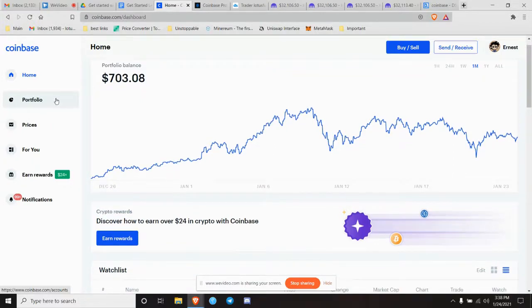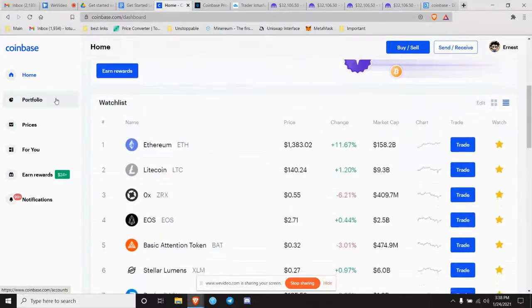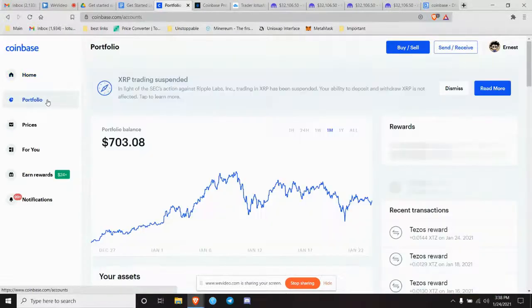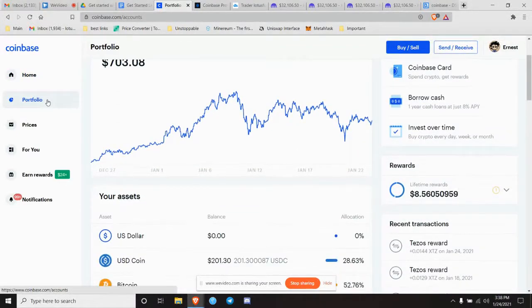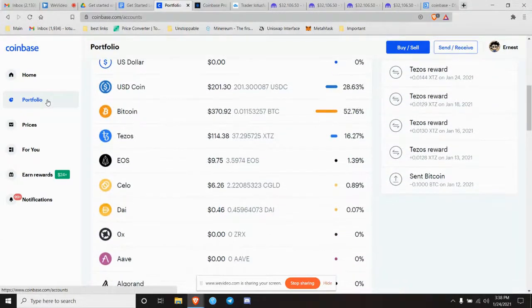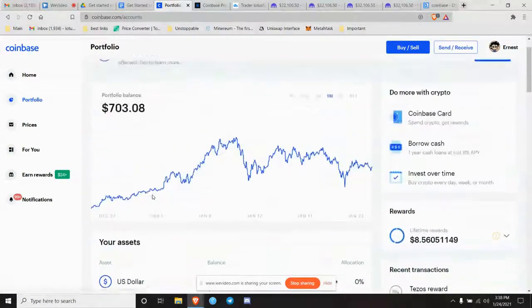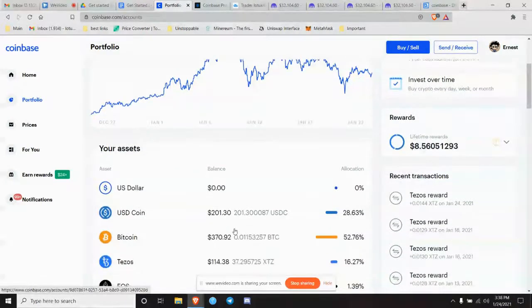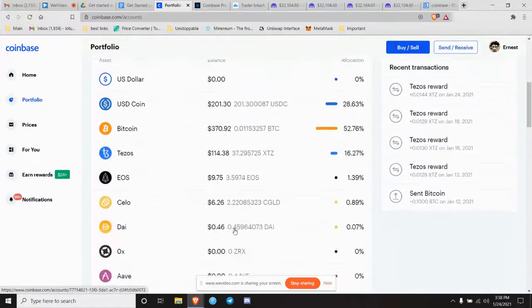Basically, on the homepage, I can build a list of different cryptocurrencies that I want to watch and follow. I can build a portfolio kind of based on percentages of different cryptos. I can also get a card and borrow, and I can even get an interest return on some of the cryptocurrencies that I stake on Coinbase.